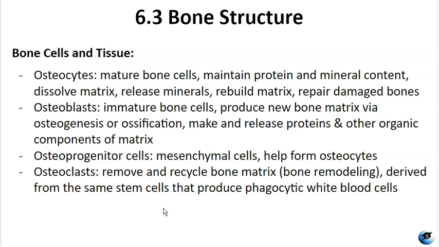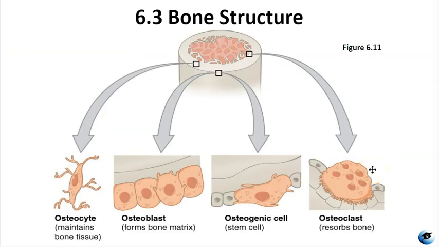Osteogenic cells with high mitotic activity differentiate into osteoblasts, ensuring the replenishment of bone cells. Osteoclasts are responsible for bone resorption. They break down old bone and maintain a dynamic equilibrium with osteoblasts by facilitating constant bone reshaping. Figure 6.11 shows the four types of bone cells.